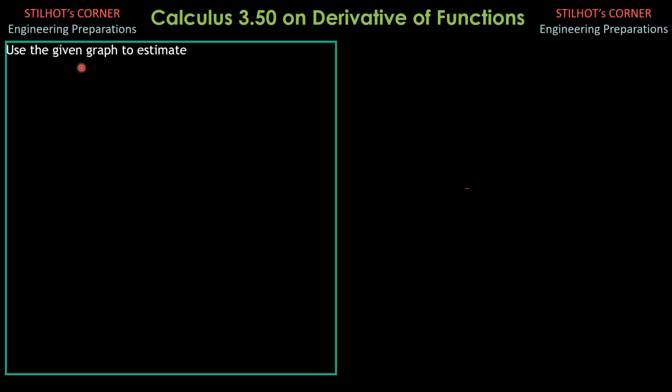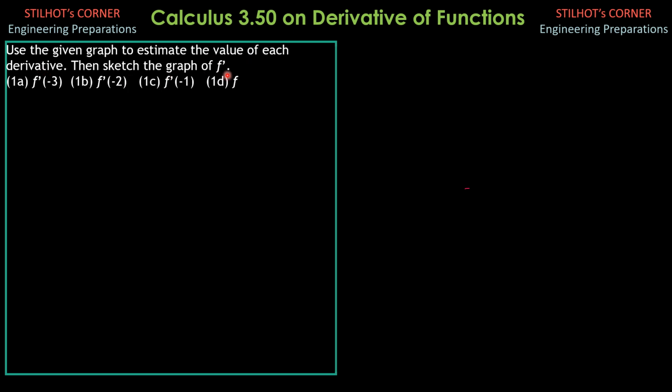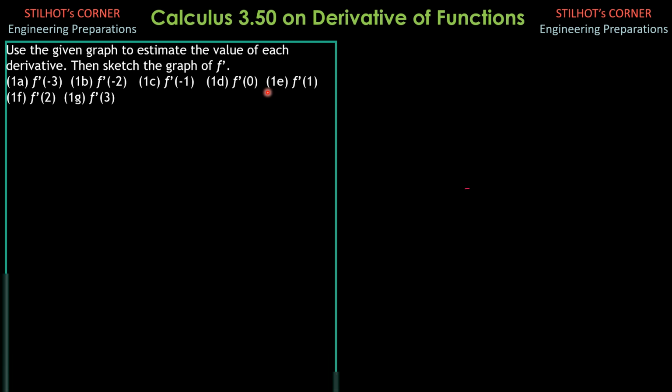So use the given graph to estimate the value of each derivative. Then sketch the graph of f prime. The value of f prime, the slope of the tangent to the curve, would be: 1a, f prime at -3; 1b, f prime at -2; 1c, f prime at -1; 1d, f prime at 0; 1e, f prime at 1; 1f, f prime at 2; and 1g, f prime at 3.